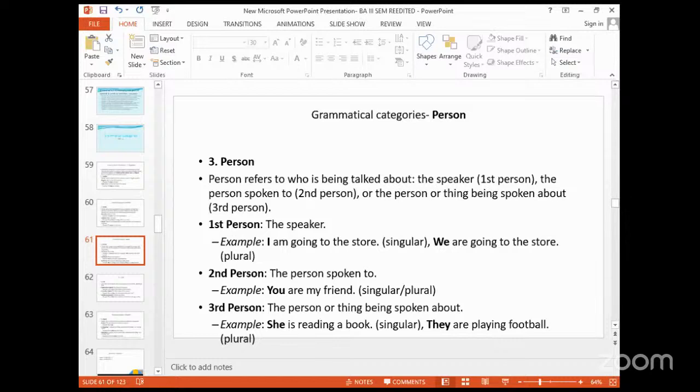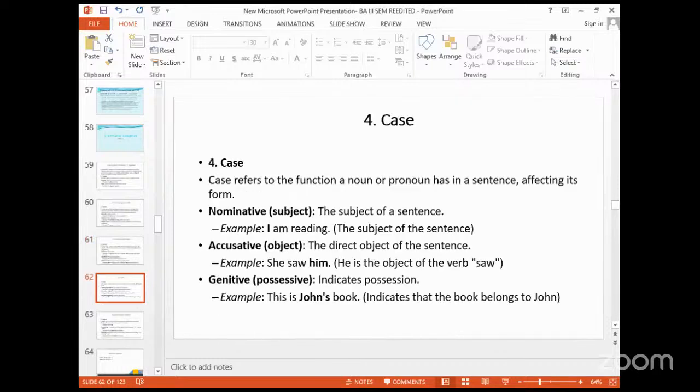Right? Now here the case refers to the function a noun or a pronoun has in a sentence. So these nouns or noun phrases do not appear in sentences on their own. They are always connected to or dependent on another word like a verb or a preposition or another noun that serves as its head. So case is a system of marking this relationship of dependent nouns to their heads. So it refers to the function a noun or a pronoun has in a sentence affecting its form.